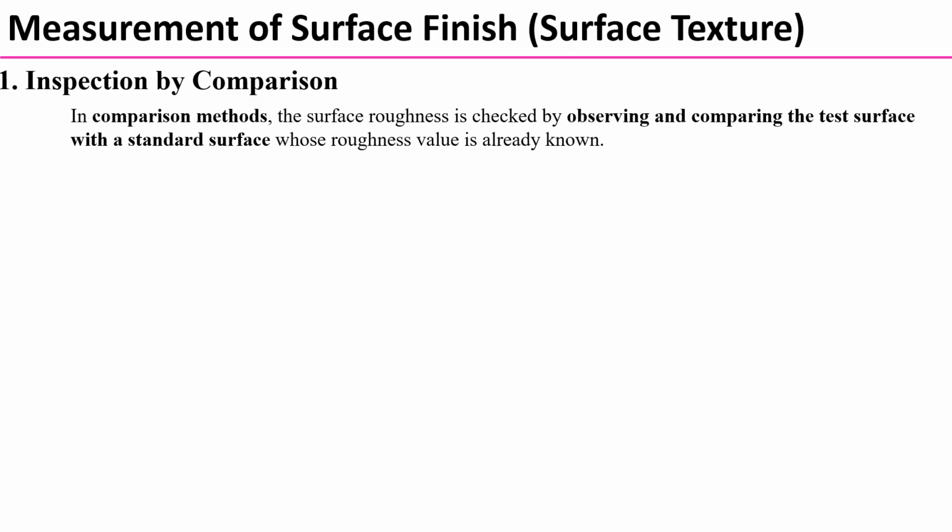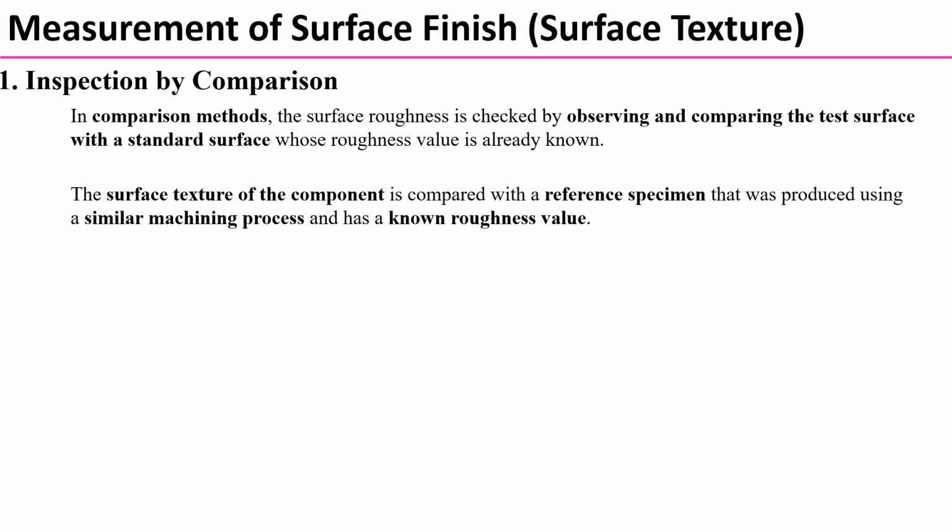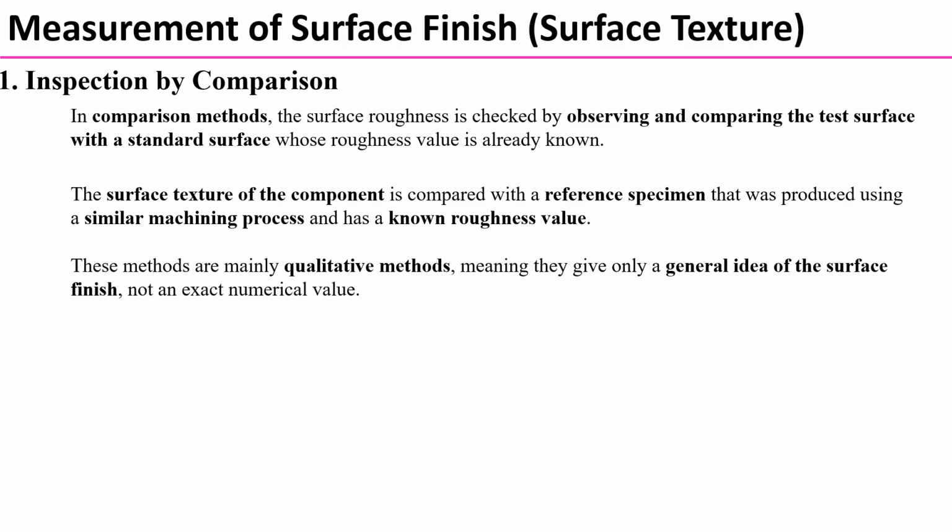comparison methods. The roughness is checked by observing and comparing the test surface with a standard surface whose roughness value is already known. So in the comparison method, the workpiece surface has to be compared with a standard surface. The surface roughness of the component is compared with a reference specimen that was produced using a similar machining process and has a known roughness value. These are mainly qualitative methods, meaning they give only a general idea of the surface finish, not an exact numerical value.